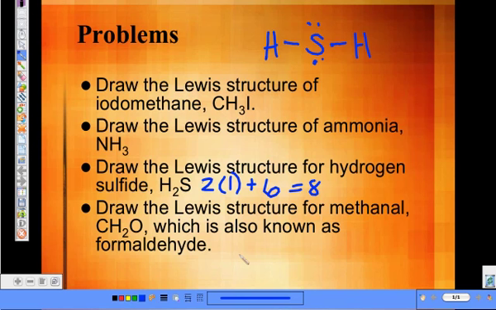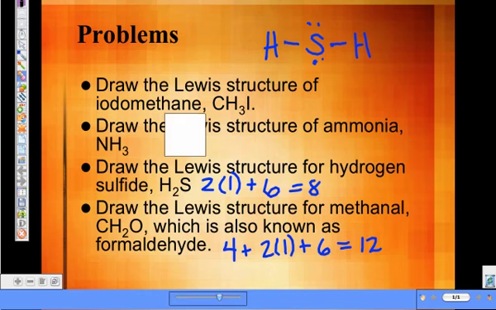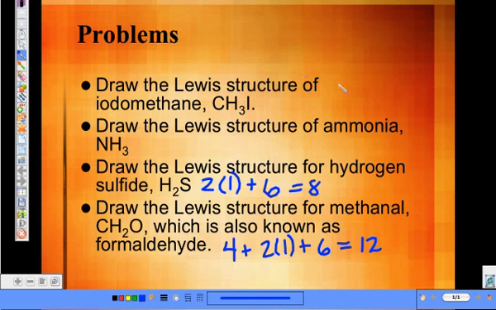Okay, the next one's CH2O. So carbon has how many valence electrons? And hydrogen has 1 each. Plus oxygen has 6, so we have a total of 12. Should erase this. Which element should be in the center? Carbon, right?